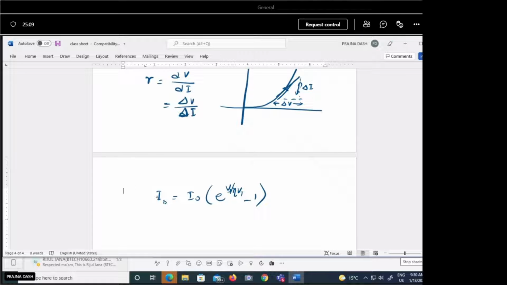Or approximately we can have this equal to I naught e to the power Vd by eta Vt. Because this I naught is very small in comparison to ID, we can neglect that also. So taking ID equal to this much, we just differentiate this with respect to Vd and find the dynamic resistance. Ma'am, eta Vt upon I naught e to the power Vd by eta Vt.